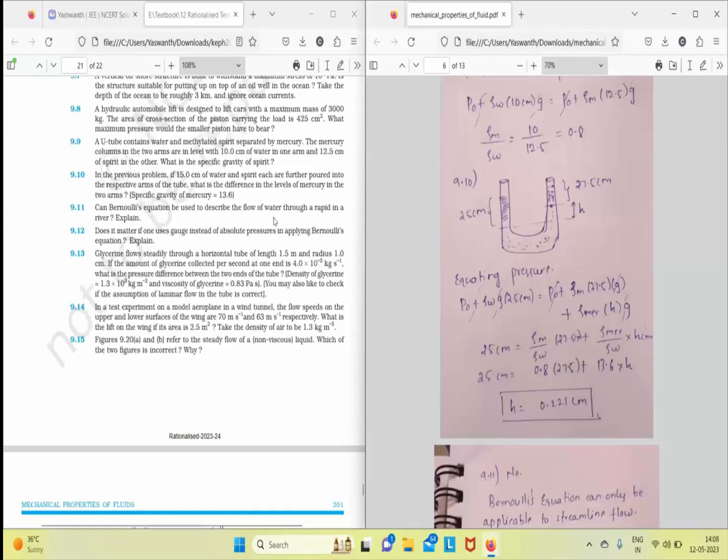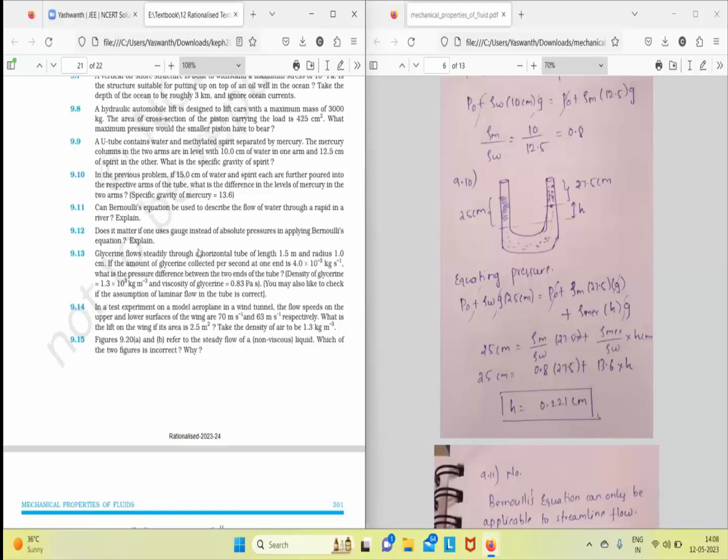But here they are saying the flow of water through a rapid in a river. It means that the flow is very fast and it means the flow is very turbulent. Means that the layers are intersecting each other at some random points. So obviously there is no streamlined flow of fluid. And Bernoulli's equation can only be applied in streamline flow. So we can't apply Bernoulli's principle here.